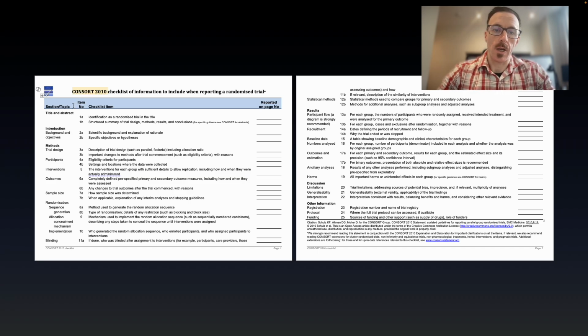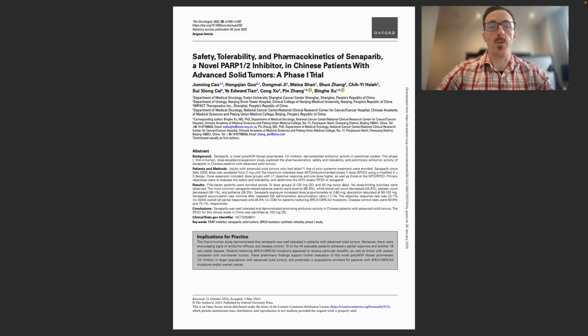This is a checklist that ensures the clinical trial reports are clear, complete, and transparent by providing a structured guide for authors. And they outline the key information that should be included to improve the quality and reliability of trial reporting, and they facilitate reproducibility and peer review.